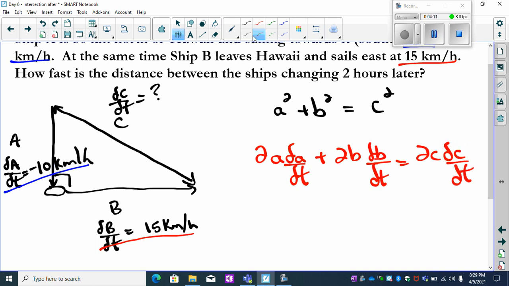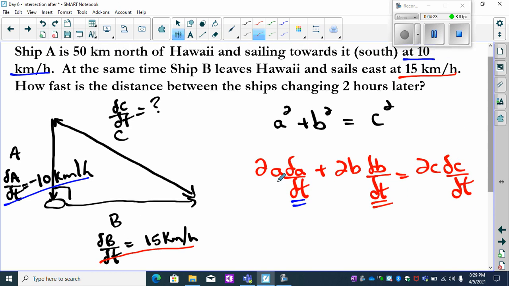Okay, we said I'm looking for this. I have dA over dt, and I have dB over dt. They also give me enough information to figure out the missing sides. So I can find A, B, and C. Okay, well, let's think about this. This B value is pretty straightforward, pretty easy. It's traveling at 15 kilometers an hour, and it travels for 2 hours. We've got to use the time here. Well, how far would ship B travel in 2 hours? 30 kilometers. Okay? So B is 30 kilometers.